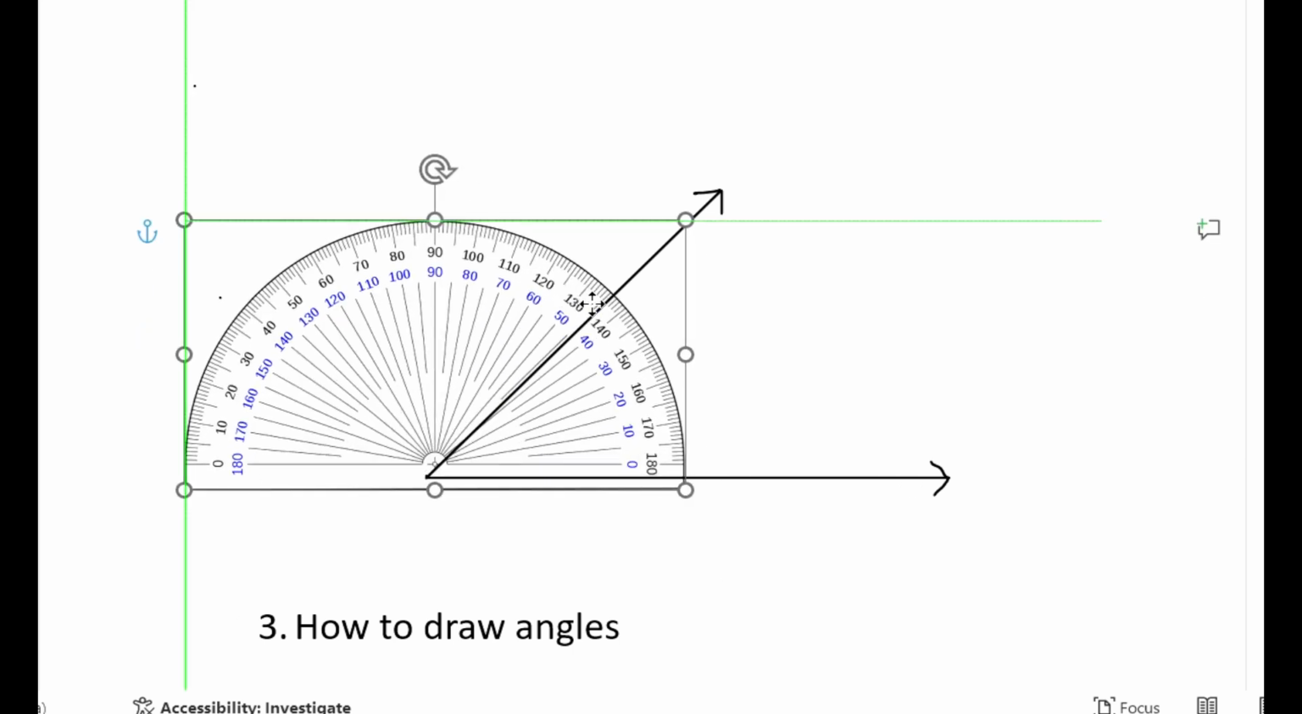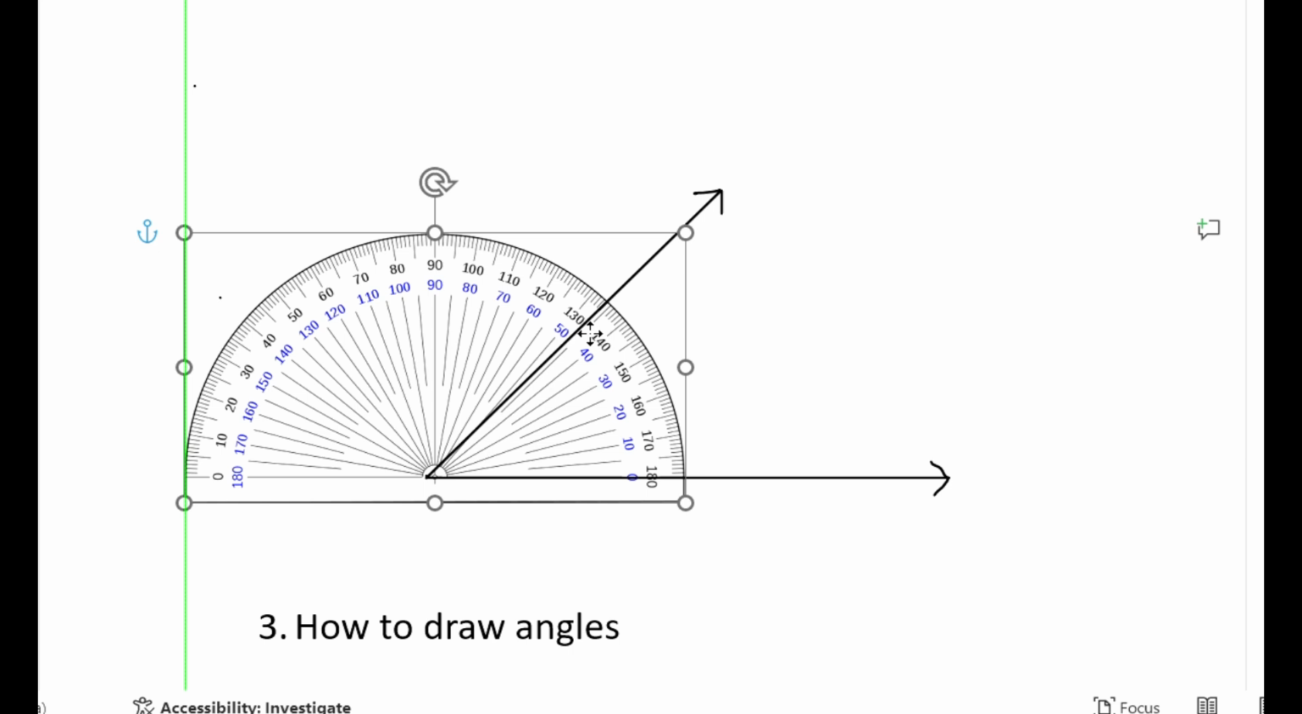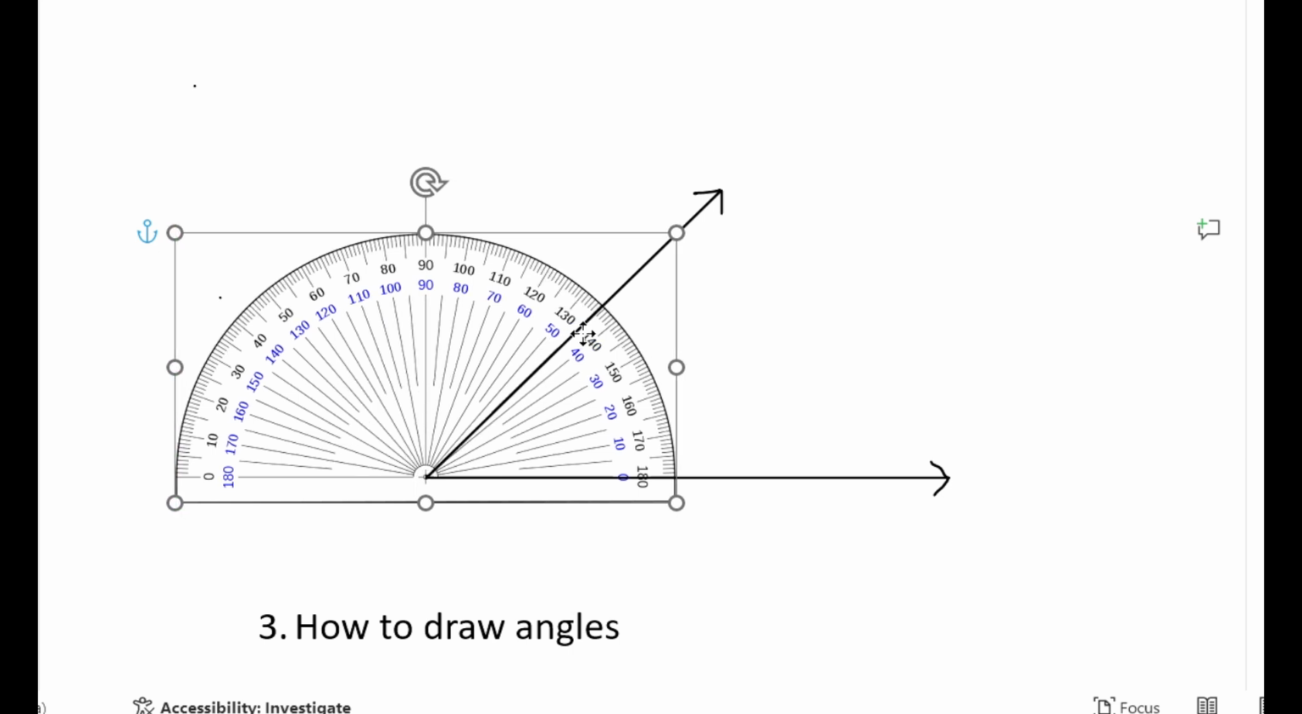And move it over the circular part. Pay close attention, okay? It is aligned perfectly, right? Now you can see two sets of numbers. One is the blue set and the other is the black set. How do you know which one to refer to?